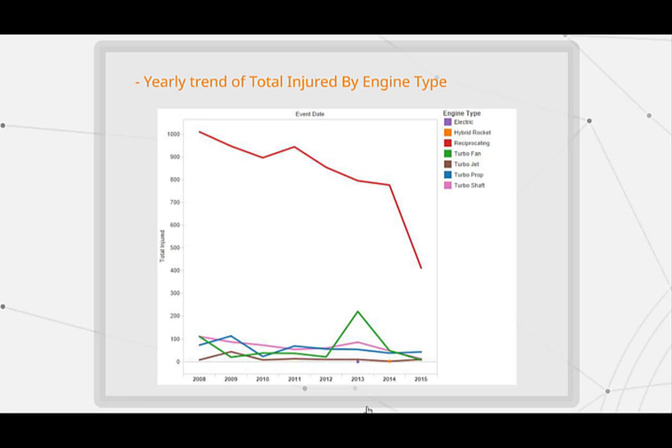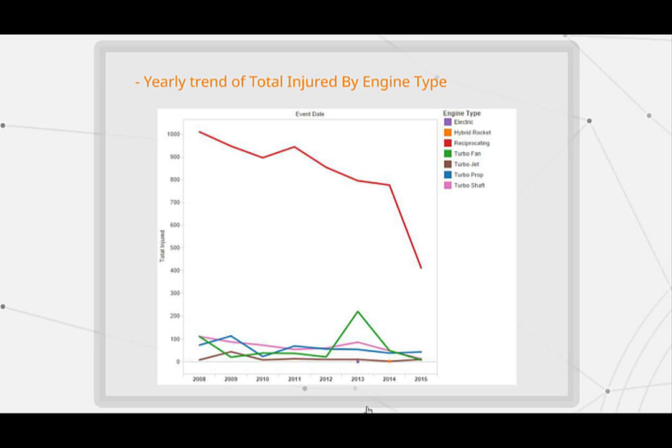This line graph shows the yearly trend of total fatalities based on the engine type used. From the plot, we can observe that most of the accidents were reported for the aircraft which were using reciprocating engines, which is shown by the red line in the graph. Aircraft equipped with turbojet engines had the least fatalities, as shown by the brown line in the graph.